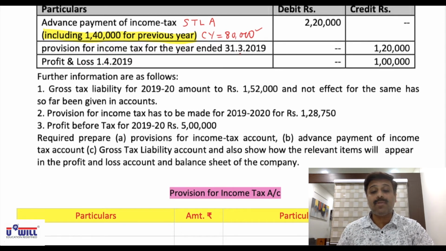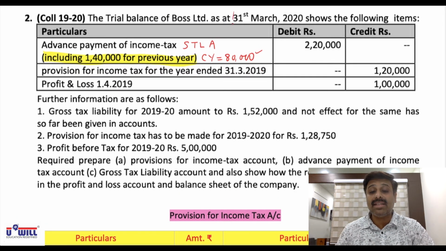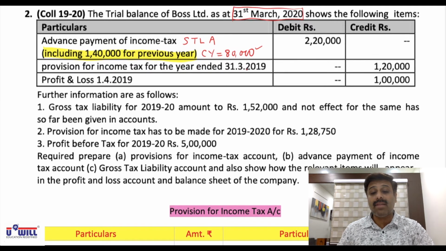Provision for income tax for the year ended 31/3/19. Now see, this is ending 31st March 20, and this is provision for income tax of 31/3/19, means it is last year's amount. Last year, we already created a provision for tax of 1,20,000 for the current year payment of income tax.